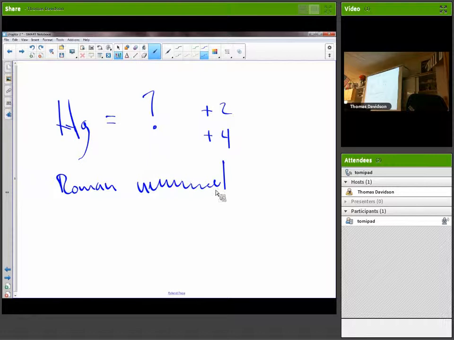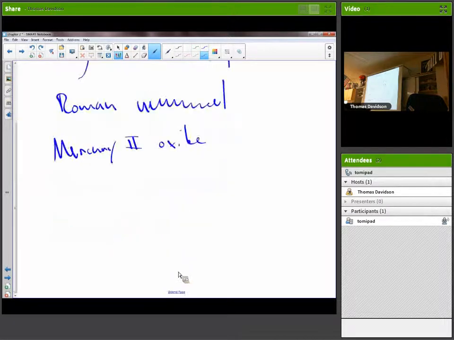Roman numeral. All right, so when you see mercury, it's actually kind of nice. It'll be in the name. It'll be like mercury 2, they'll put a Roman numeral, oxide. Okay, that's a D. So what you would do is you would write the symbol for mercury, that is Hg, and then it's super nice. The Roman numeral tells you it's a +2. You don't have to think, you were told.